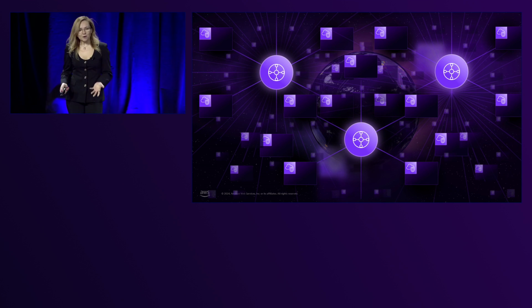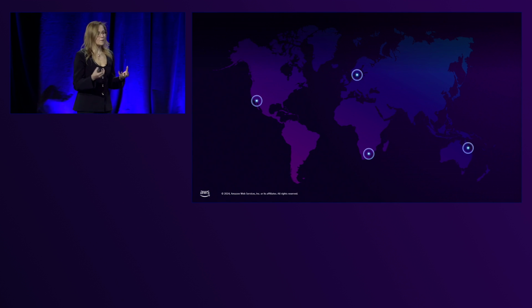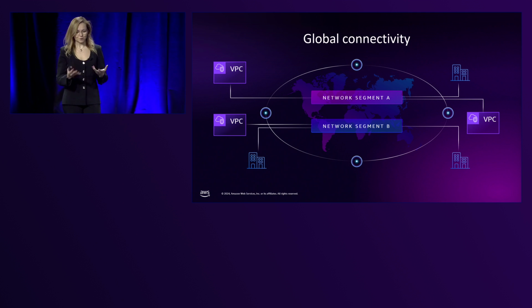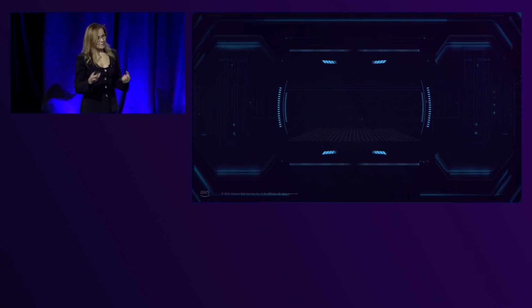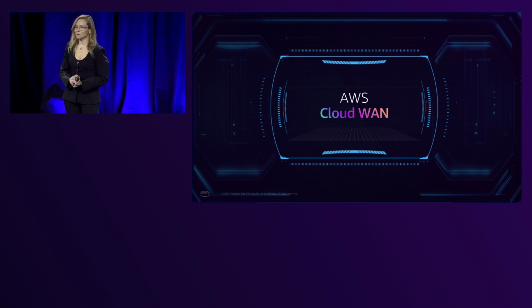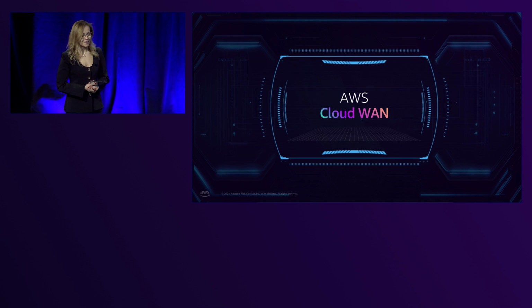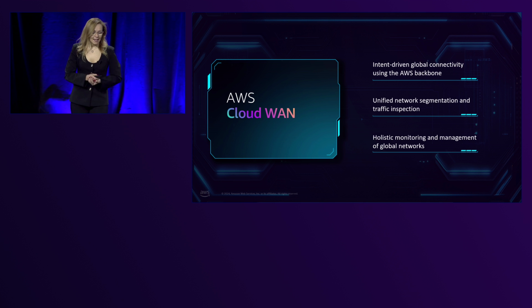Now, how do we get to global connectivity, and how do we get to this simplified model where we don't have to necessarily peer Transit Gateways together and manage those peering connections? And here is where AWS Cloud WAN comes into the picture. It's been a service that has been around for quite some time and has caught up on features in the past few years. And we're going to talk about a few of them today.